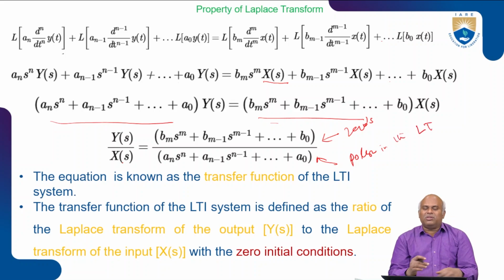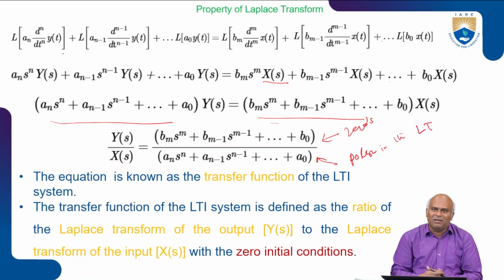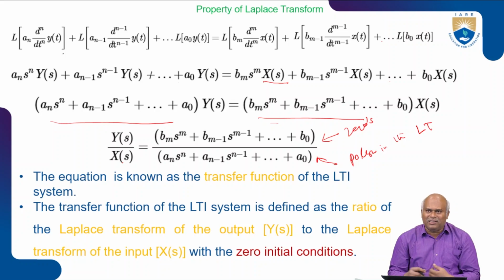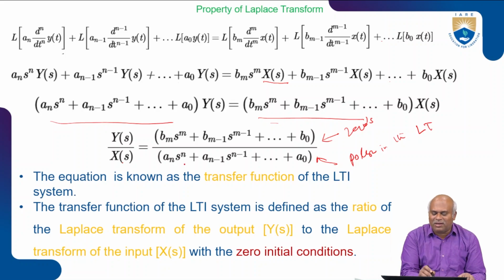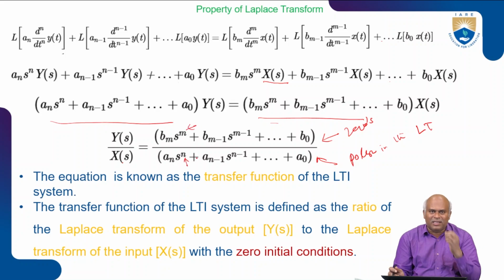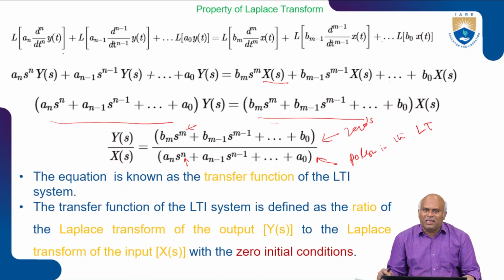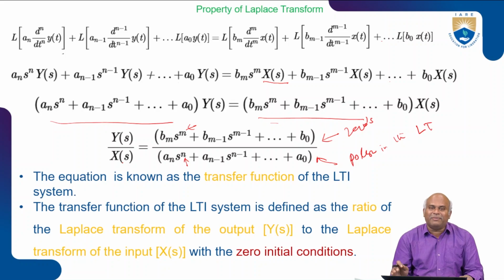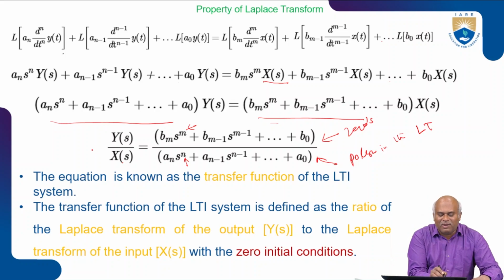Okay. So the numerator terms are considered as zeros and the denominator terms are considered as poles. So here we have m zeros and n poles present in this differential equation. The Laplace transform of the equation is known as the transfer function of the LTI system. This value I call H of s.